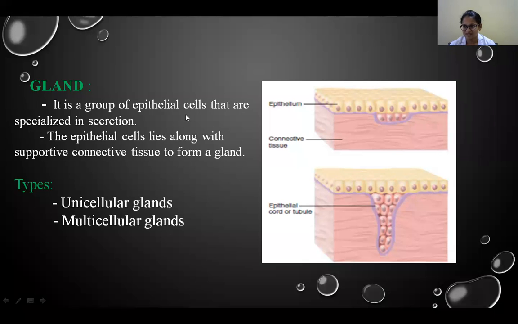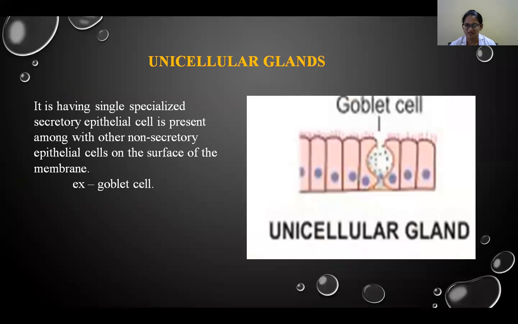First, already we have discussed the gland. It is a group of cells specialized in secretion. Its main function is secretion. These epithelial cells lie along with the supporting connective tissue. It consists of two types of glands. One is unicellular glands and the other one is multicellular glands.